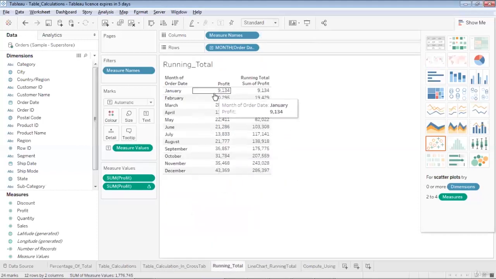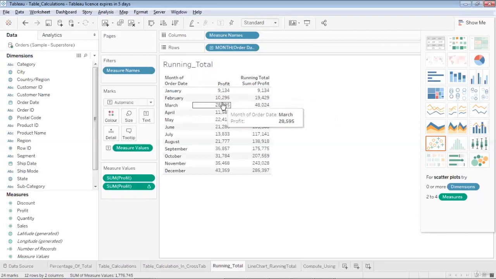So running total basically means the cumulative effect. Right now I have plotted the relationship between the months and the profit generated in each month. So over here I am getting the profit generated across the 4 years in each month. So what has been the profit generated across the categories? And over here I am getting the cumulative profit. That is, when you add this and this, you get this value.